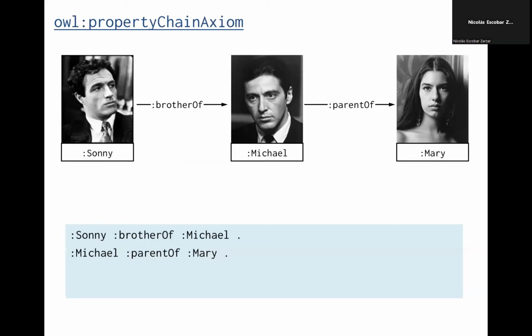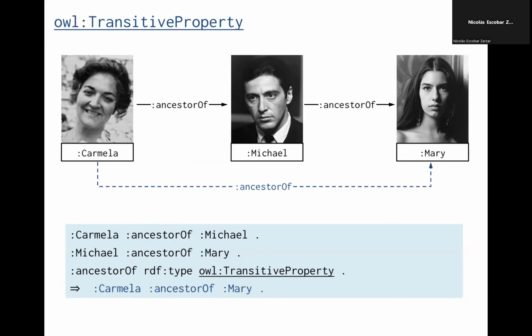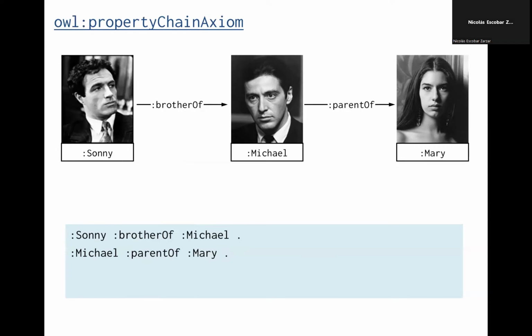Property chain axiom. It's similar to transitive property, but we can have different properties in the chain, and we can also have a different property in the conclusion. So here, this is ancestor of, followed by ancestor of, implies ancestor of. With property chain, we don't need to have the same properties nor in the conclusion. So if we say Sonny is the brother of Michael and Michael is the parent of Mary, what could we conclude between Sonny and Mary? Uncle. Yeah, so we could say Sonny is the uncle of Mary.